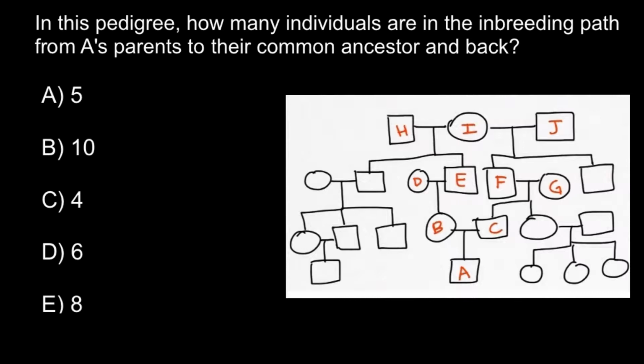How many individuals are in the inbreeding path from A's parents to the common ancestor and back? Basically, what we see here is that individual I is a great grandmother of A. Probably she was married twice and had two husbands and two male children, one in each marriage.